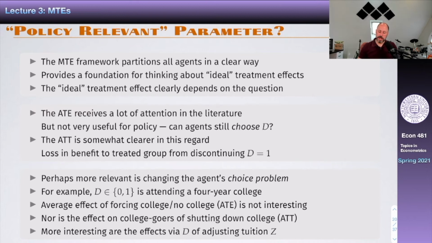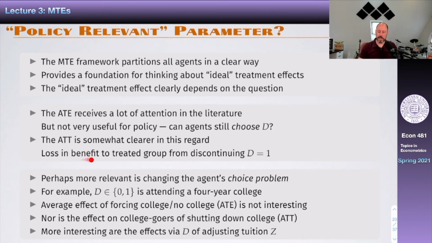Because in that parameter, think about D as, I don't know, going to college, and the return to education. Then the average treatment effect tells you the effect of sending everybody to college versus not sending anybody to college. And then, most often, people will say, well, I'm sorry, but that's not a relevant policy, because we don't really care about what would happen if everybody goes to college or nobody goes to college.